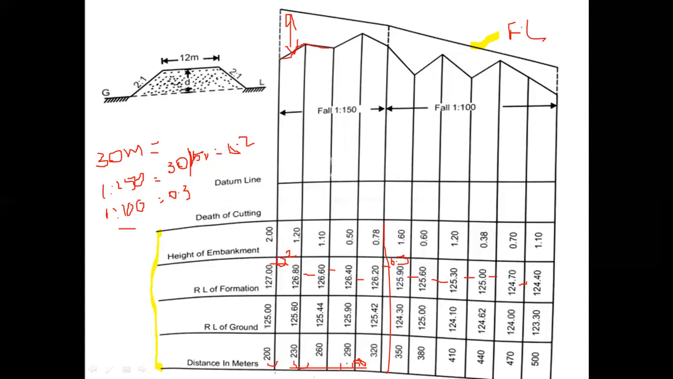So RL of formation minus RL of ground. This is the formation line. This line minus the RL of ground values gives the filling portion. So 127 minus 125 is equal to 2. Next one, 126.80 minus 125.60 is 1.2. Next, 126.60 minus 125.44 is 1.16.